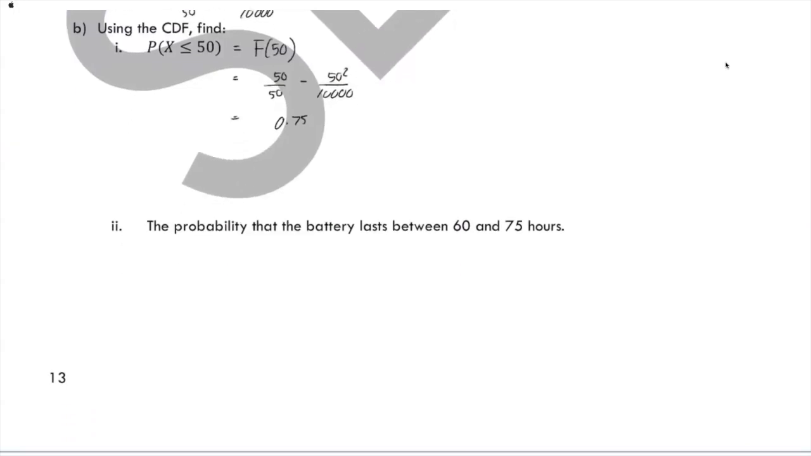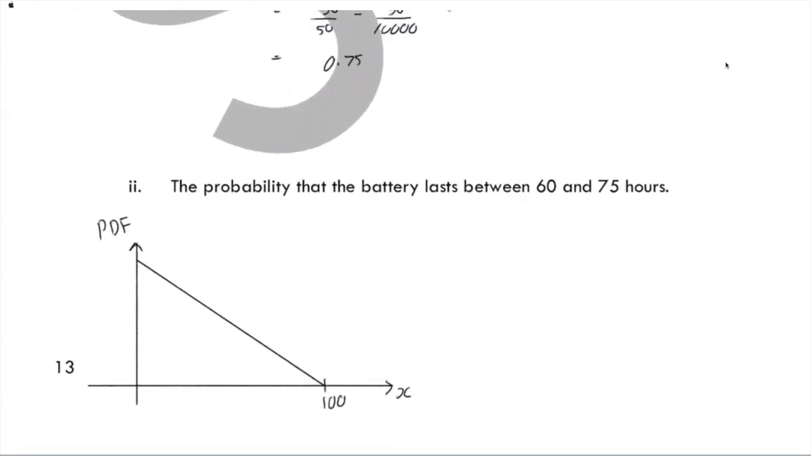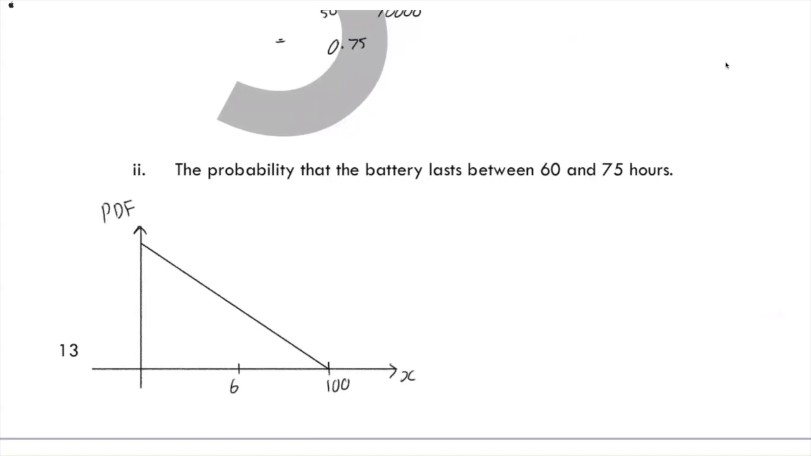Now I'm going to redraw what this PDF looked like, and I'm going to show you what corresponds to what area. So it looked something like this. That was 100. X. This is some PDF. 60 is here. 75 is there.